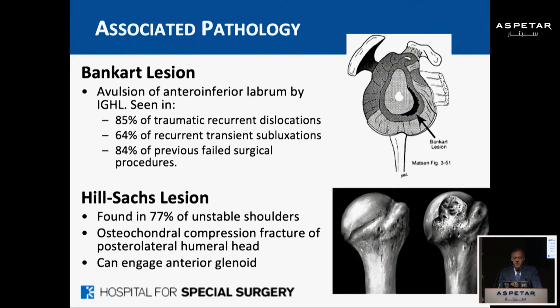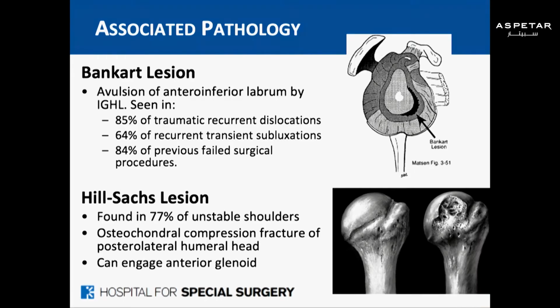When we focus on anterior instability, the main lesion that we classically discuss is the Bankart lesion, and that's classically described by Bankart years ago as the avulsion of the anterior inferior labrum with the IGHL attached. It's seen in almost 90% of traumatic dislocations, and sometimes it can come off with a bony fragment, which we'll focus on as well.